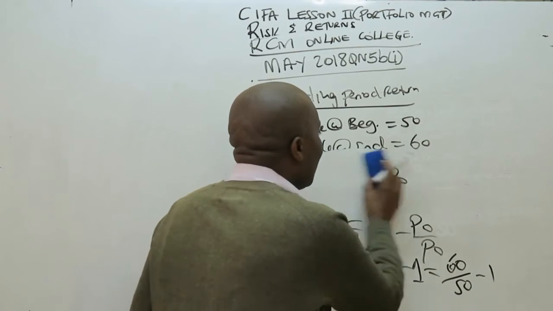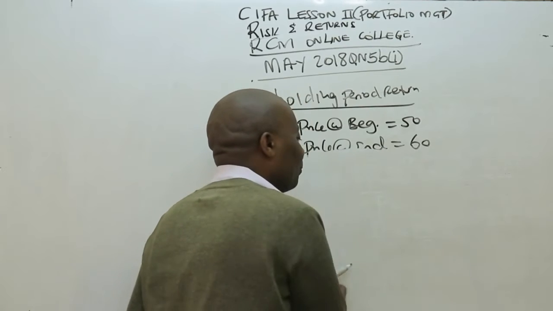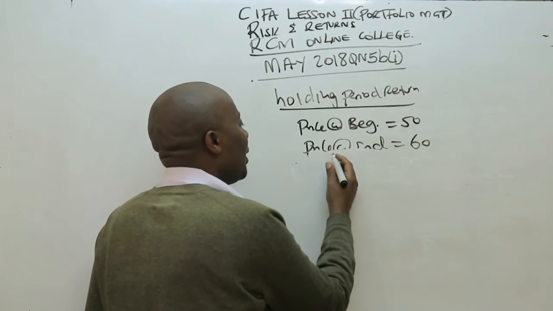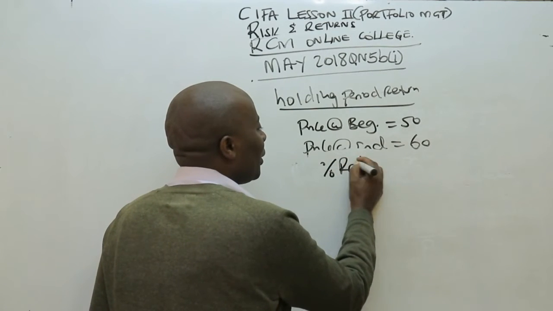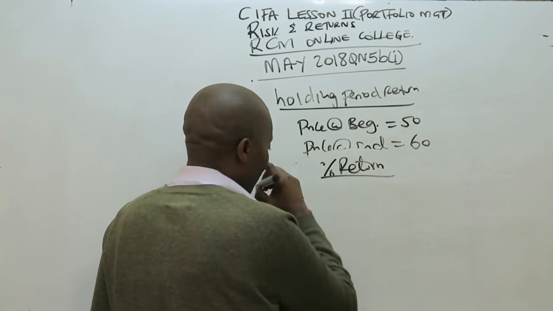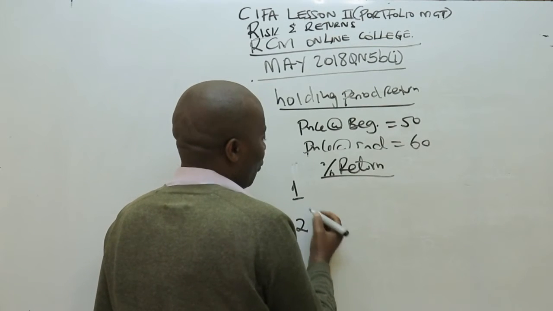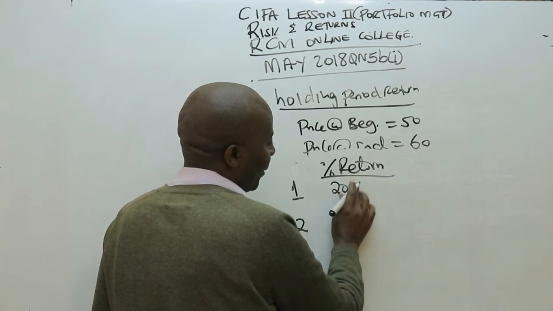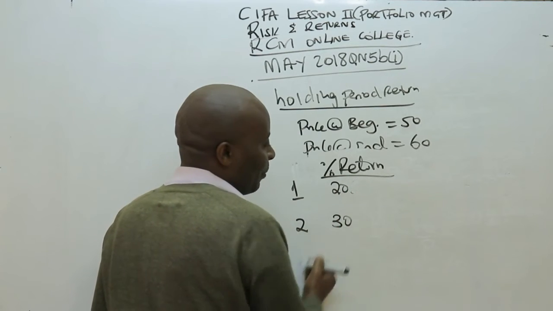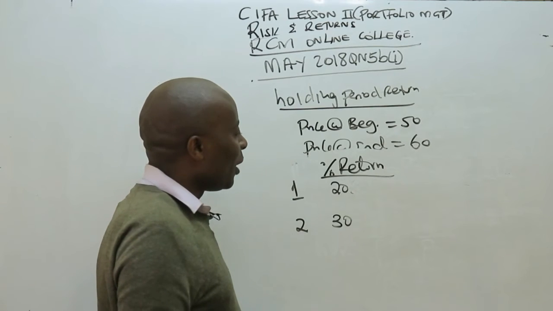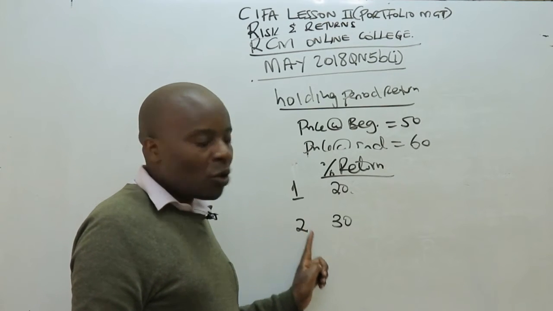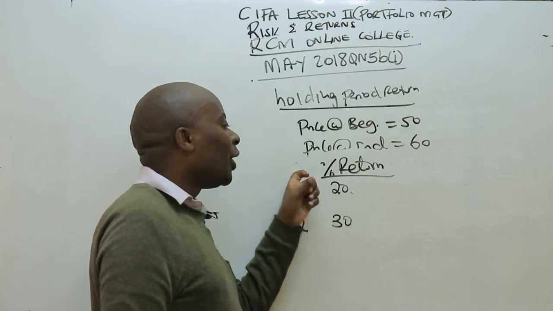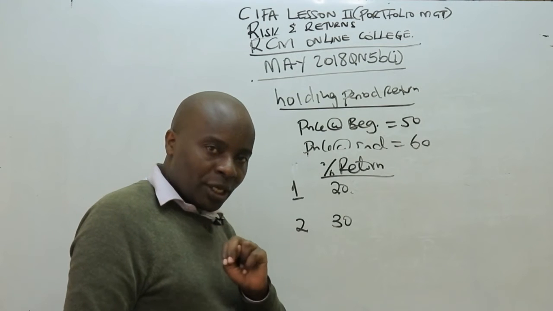Now, ladies and gentlemen, listen to me very well. At times you will go to an exam, and get somebody giving you percentage returns. Percentage return, we have year 1, we have year 2. So for example, the percentage return for year 1 could be 20%. Year 2, for example, it could be 30%. And then we'll get an examiner who wants you to ascertain the holding return for this particular share for the whole 2-year period.